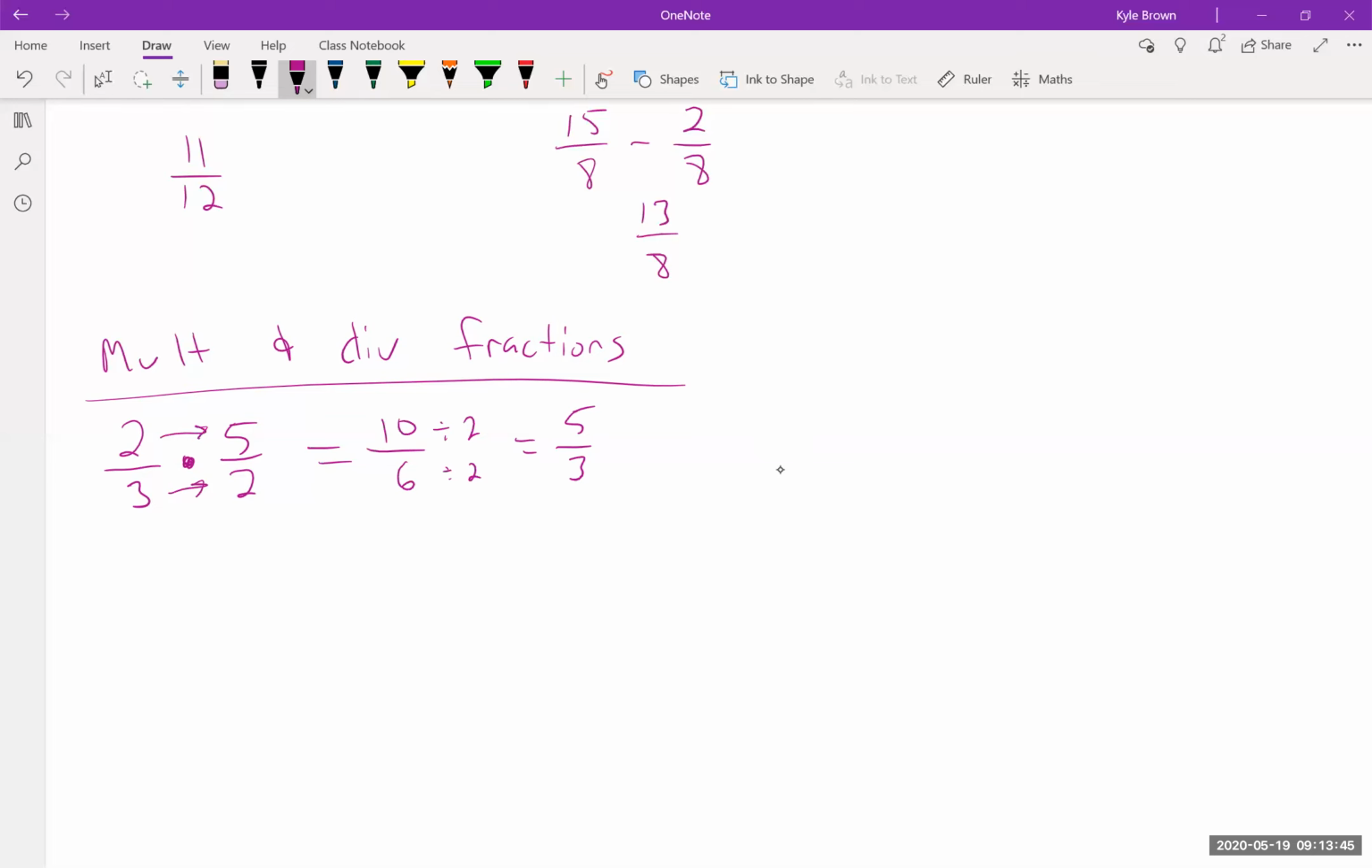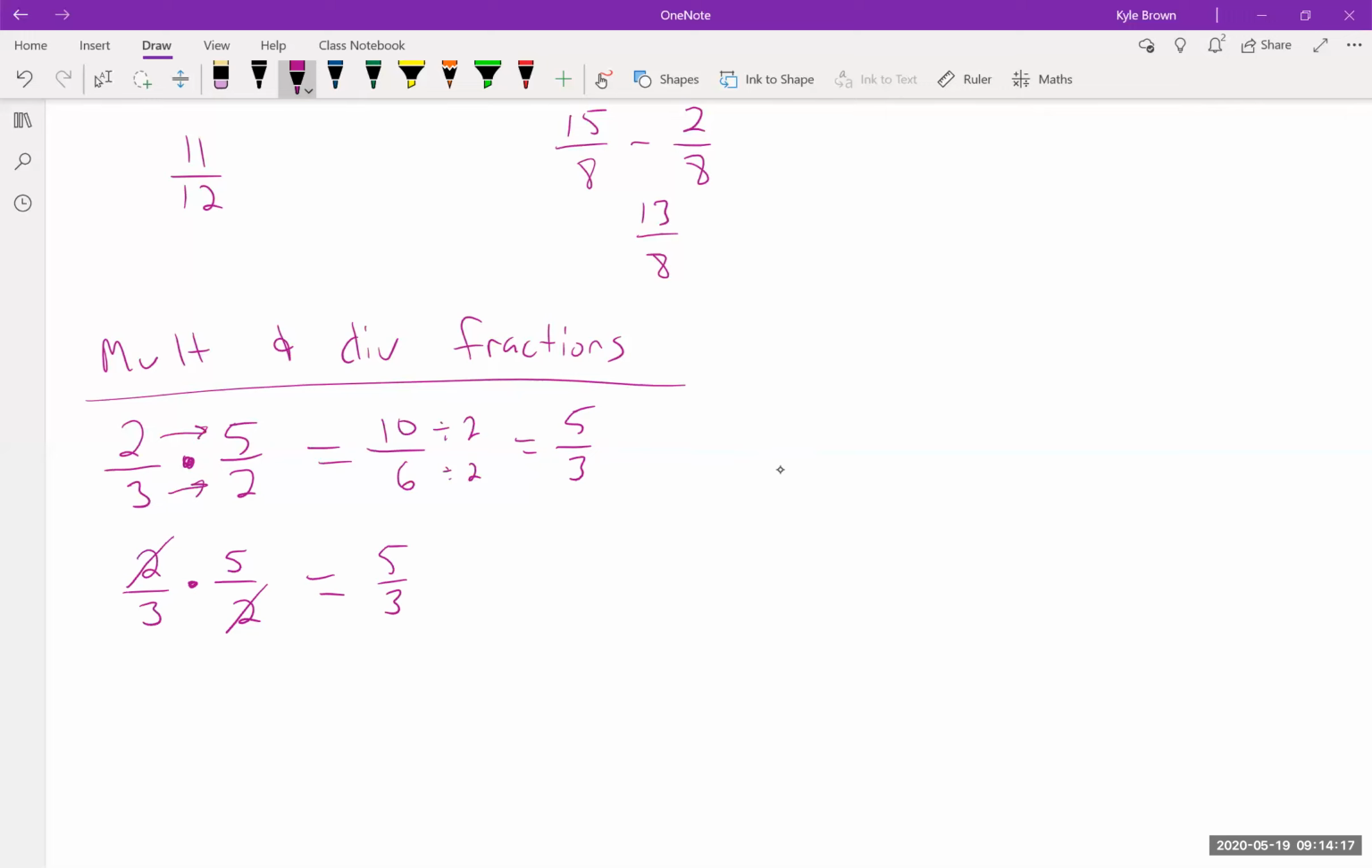Now, while we're looking at that, I also want you guys to know we could have got there a little bit different way. Right at this point, I could have just canceled the 2 on the top with the 2 on the bottom. Stuff on the top can cancel with stuff on the bottom. It doesn't matter that they were in different fractions. So right off the bat, all I would have had left would have been 5 over 3.